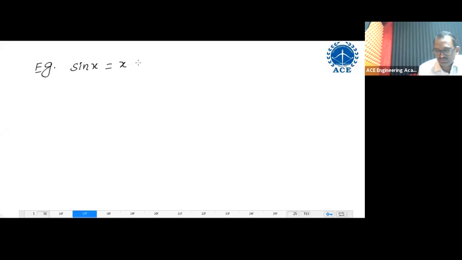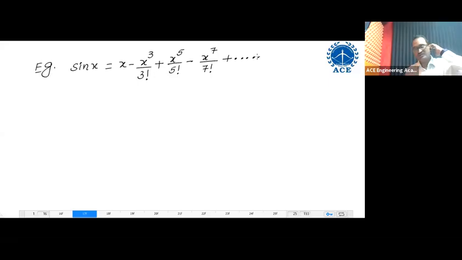Sin x is equal to x minus x cube by 3 factorial, this is the sin x expansion, plus x power 5 by 5 factorial minus x power 7 by 7 factorial plus so on. Now, truncation error means, suppose I want to find the sin x value at x is equal to 0.5.